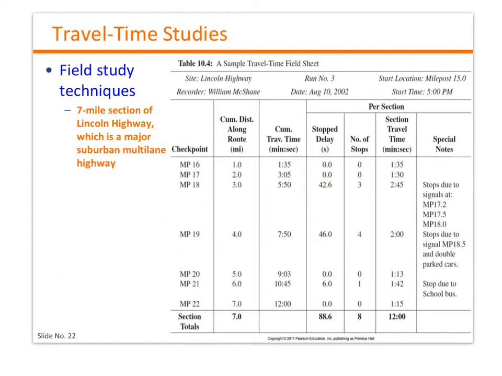Now we go to mile post 19. We have again the cumulative distance. By the time we reach mile post 19 at 4 miles, the cumulative travel time is 7 minutes and 50 seconds. The stopped delay for this section is 46 seconds. We had 4 stops, and the travel time for this mile was 2 minutes. And the explanation of that 46-second delay is stops due to the signal at mile post 18.5 and double parked cars. If there are double parked cars, that means the test car had to stop or at least slow down, and that also would cause some delay all the way to mile post number 22.